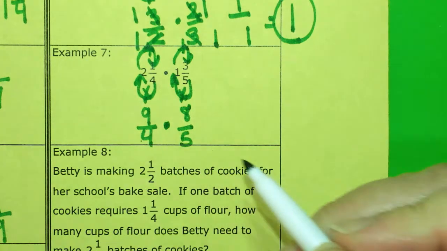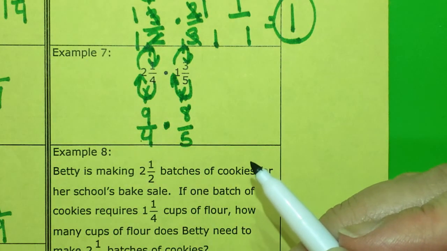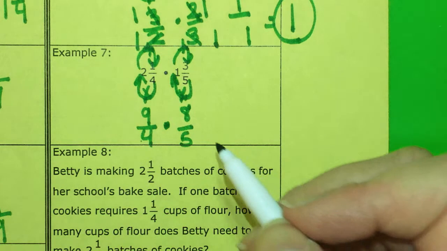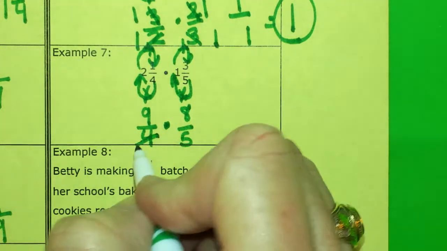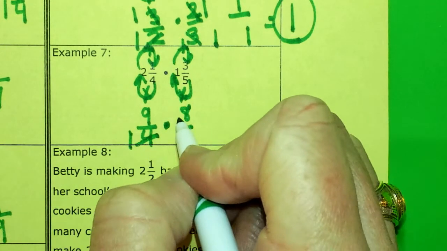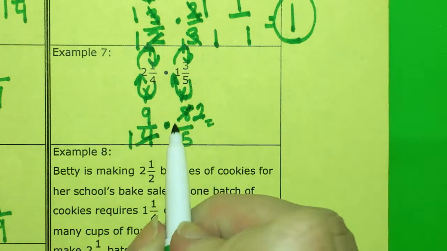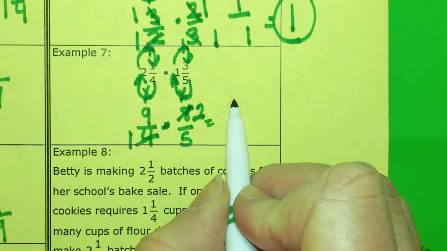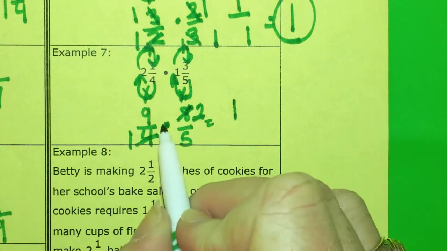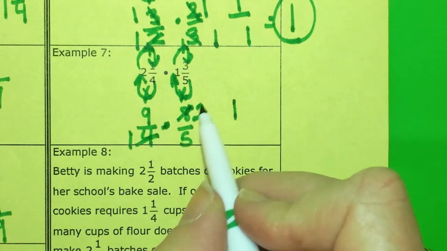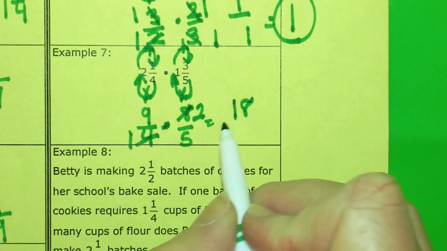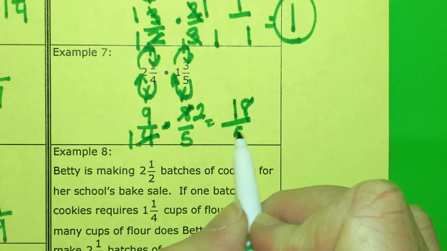Are there any numbers that you can see that are cross-simplified that I could use? Yes. 4 and 8. 4 goes into 4 how many times, guys? 1. 4 goes into 8 how many times? 2. Then I can just multiply across. 9 times 2 is what? 18. 1 times 5 is 5.